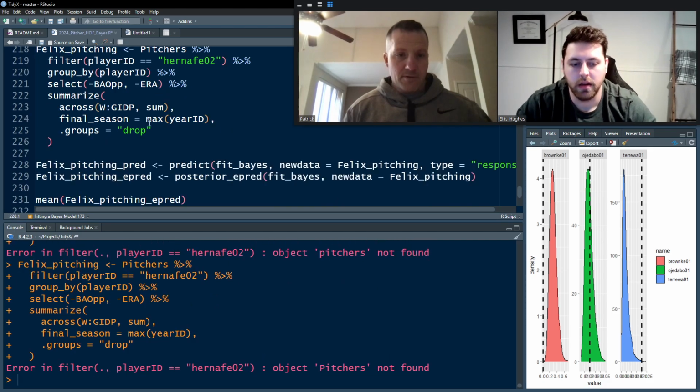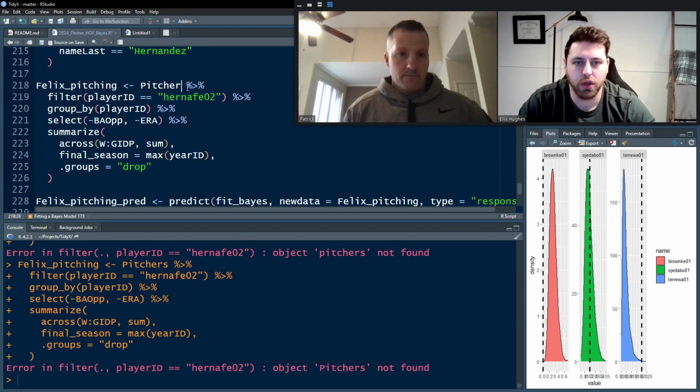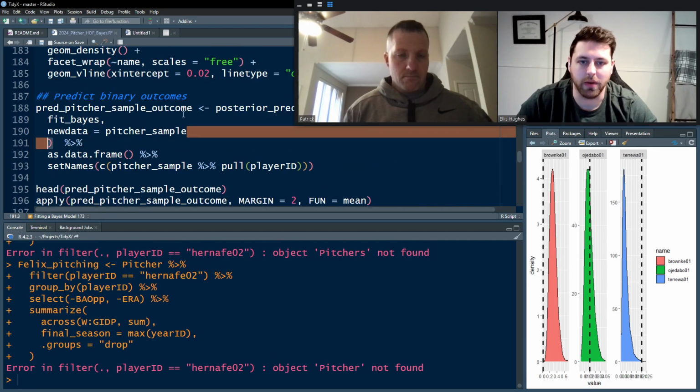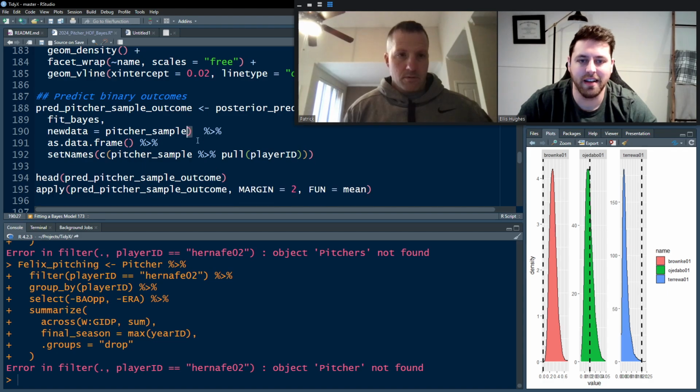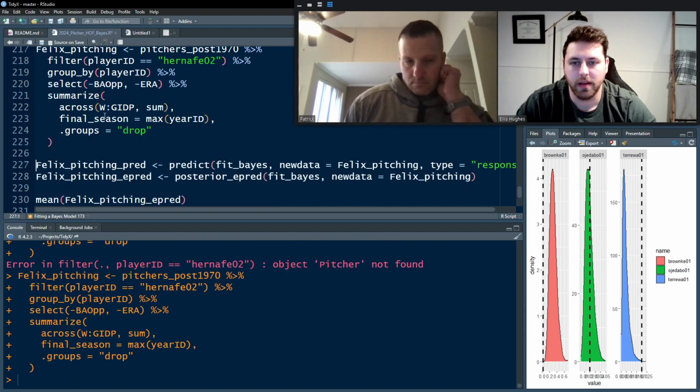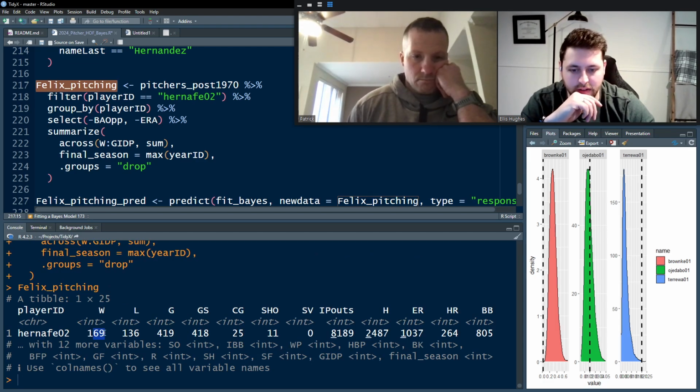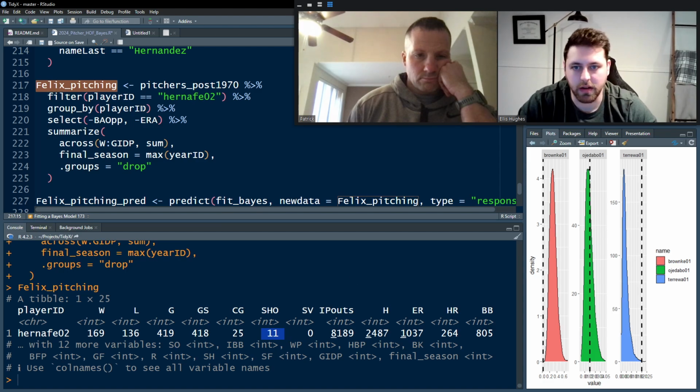You need the pitchers. So let's not change it because we had it working before. There. We get Felix's career stats. So 169 wins, 136 losses, 419 games. So all his stats here.